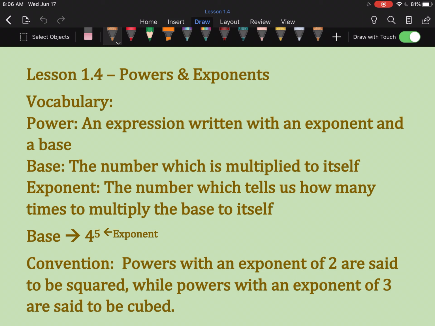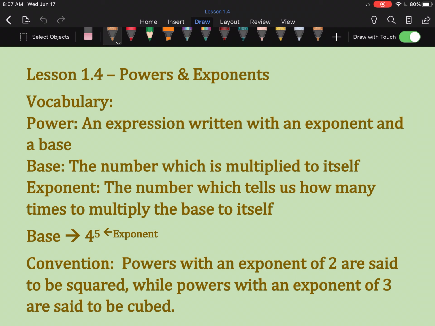And the exponent is the number which tells us how many times to multiply the base to itself. It's the little guy up to the right-hand side. That is a superscript if you're thinking about it in terms of typing on a computer. So 4 to the 5th power would mean we would take 5 4s and multiply them together.